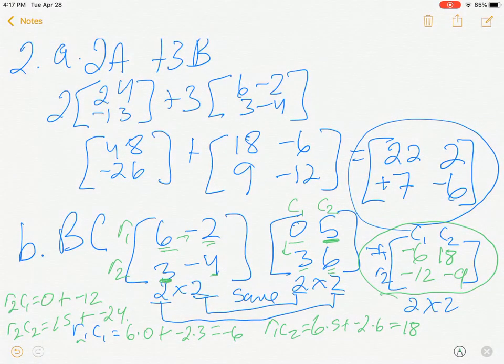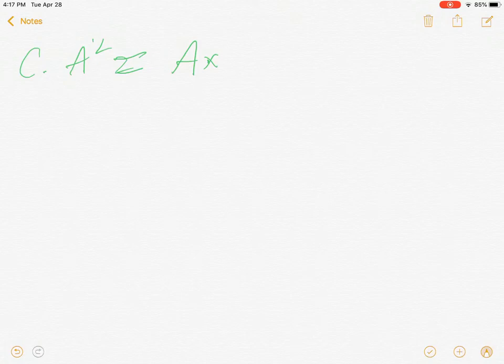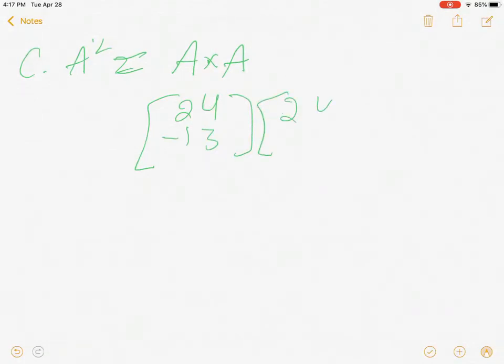All right, let's just finish this problem. We got C, and that's it. So let's do C. C says A squared. So what does that mean? Well, when it says A squared, it just really means that's the same thing as A times A. So I take A, which in this case is 2, 4, negative 1, 3. I'm going to multiply it by 2, 4, negative 1, 3.